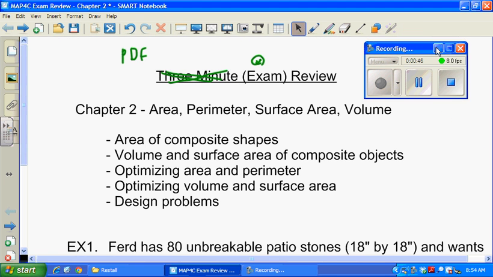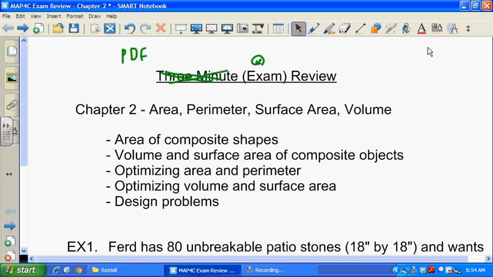Chapter 2 was a lot of review. I think everything was review, but essentially we did all the hard problems. So you see all the topics there. Area of composite shapes: composite shapes were ones where more than one shape was jammed together. Volume and surface area of composite objects, same thing. So it's not just a box, it's a box with a triangle on top or something like that.